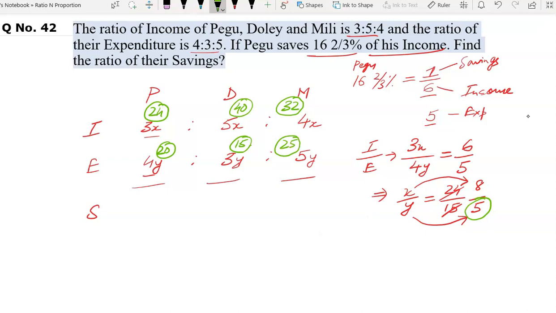Now we can easily find the savings. So saving is 24 minus 20 will give us the saving of Pegu. Now 40 minus 15 will give us the saving of Doley. So 40 minus 15 will give us 25. 32 minus 25 will give us 7. So the savings of Pegu, Doley and Mili is 4:25:7, and this is our answer.